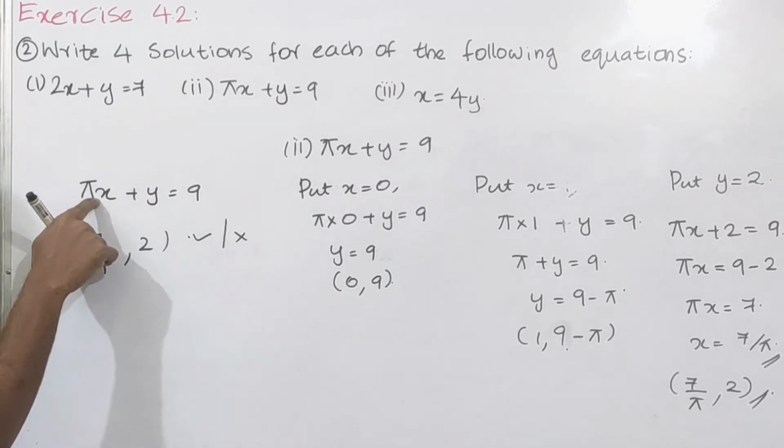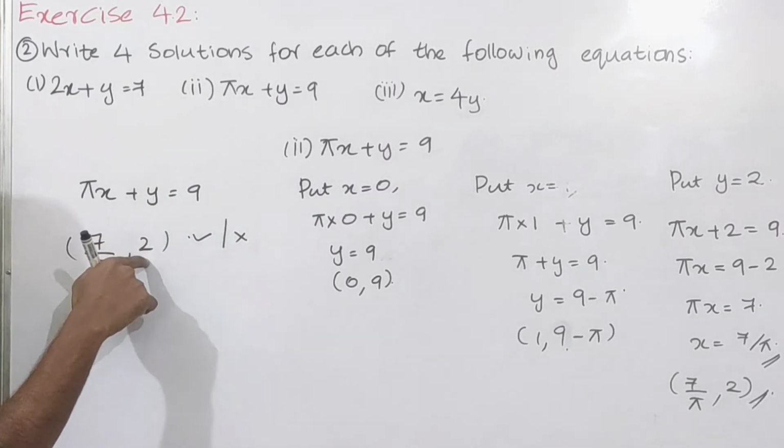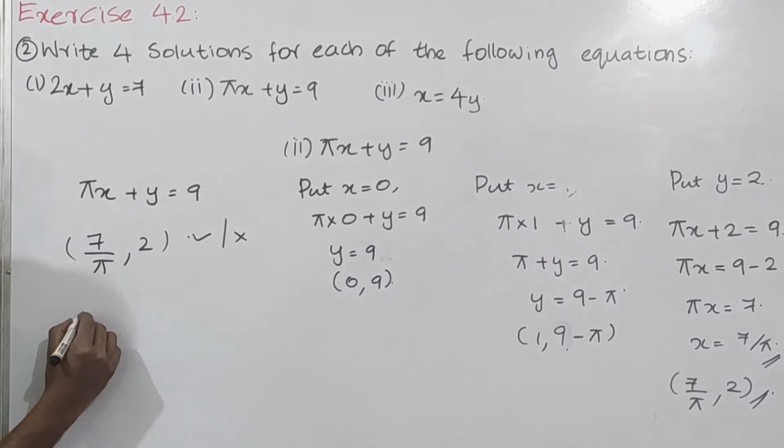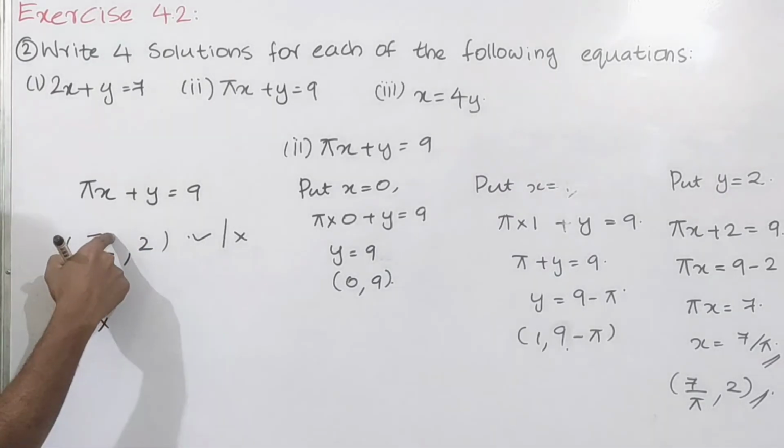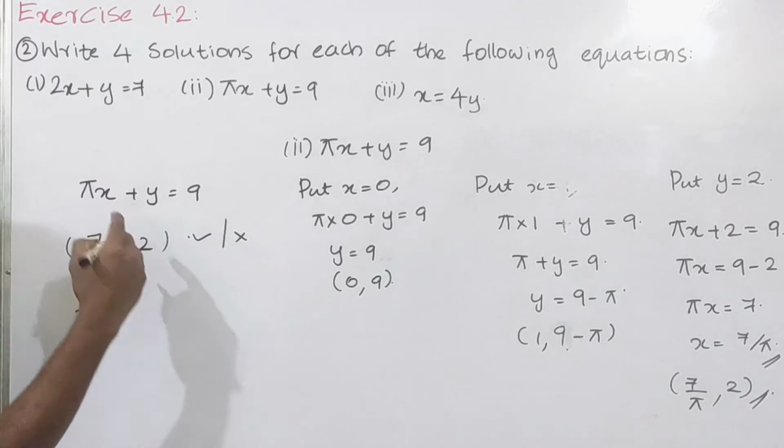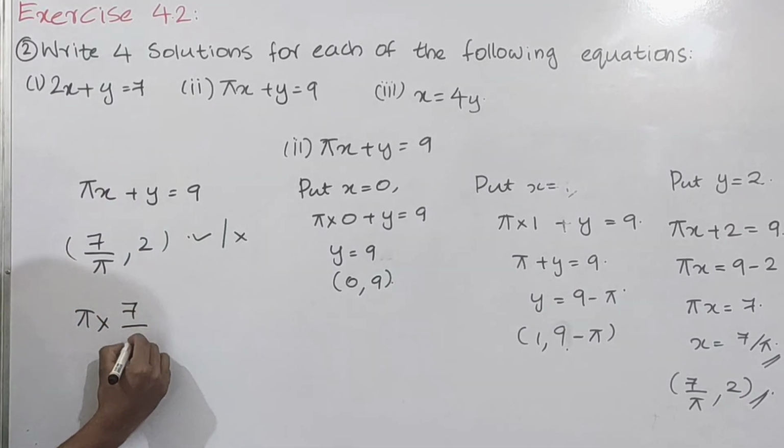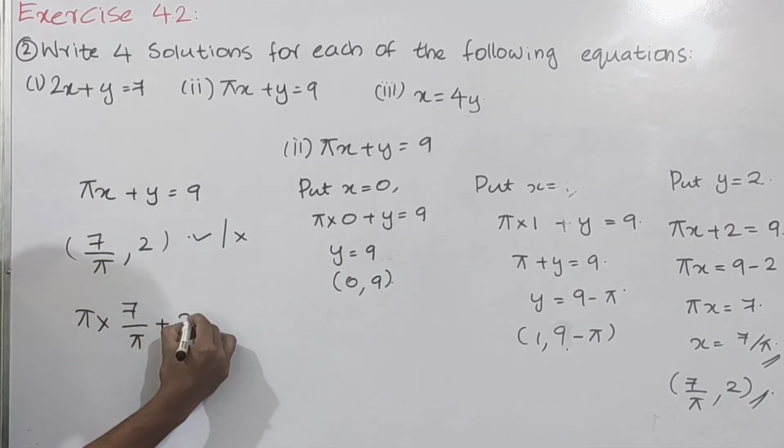To check that, put x is equal to 7 by pi and y is equal to 2. So what happens? Pi into, instead of x we can put 7 by pi, plus instead of y we can put 2.